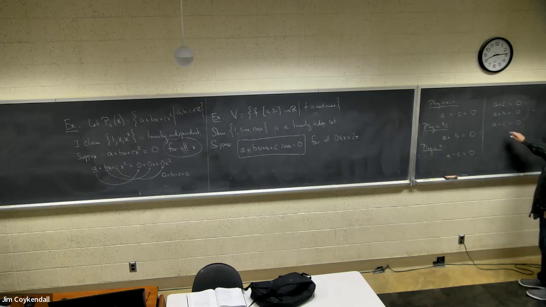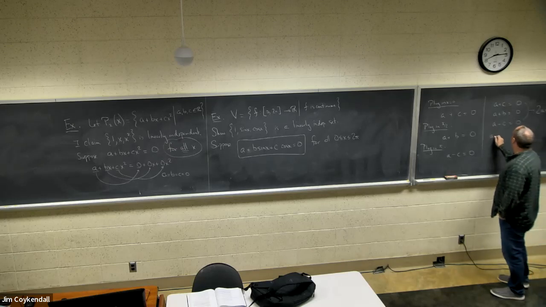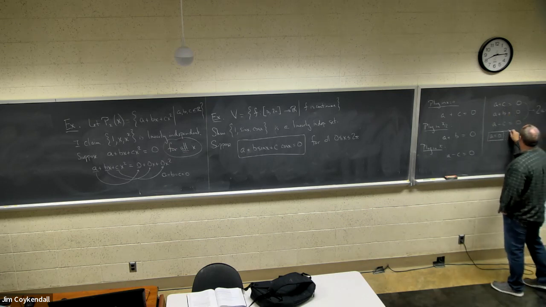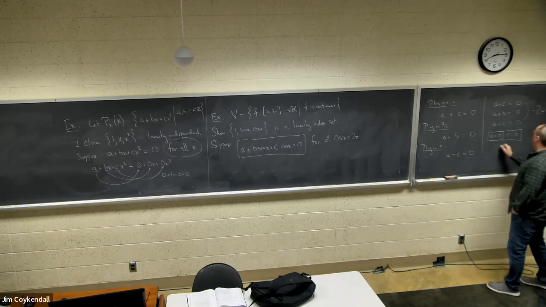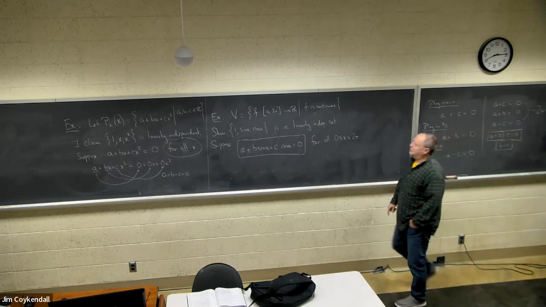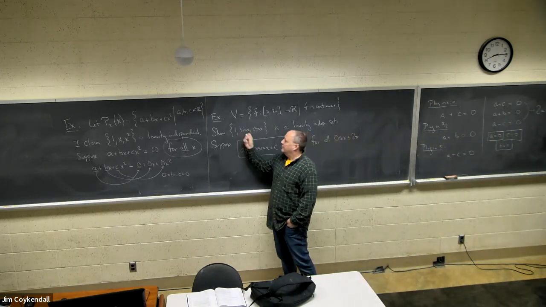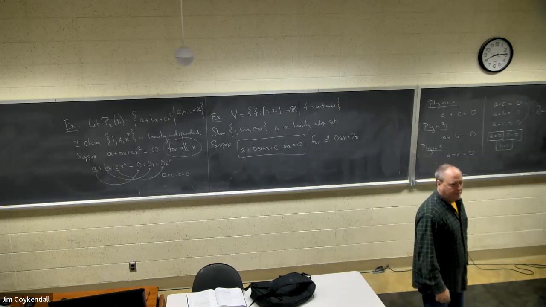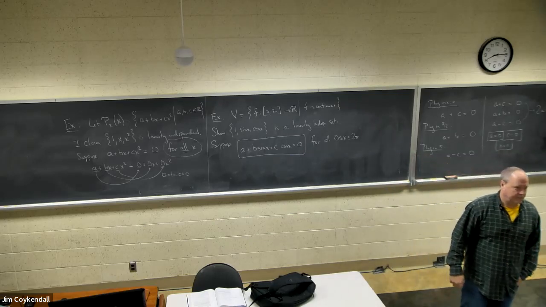What happens when I add these two? I get 2A equals 0. So immediately I get A equals 0. But if A equals 0, then C equals 0. And now A is 0, so B is 0. So these three functions are linearly independent. Yes? Would it still be linearly independent if you had a tangent in there, since a tangent's a sine and a cosine?